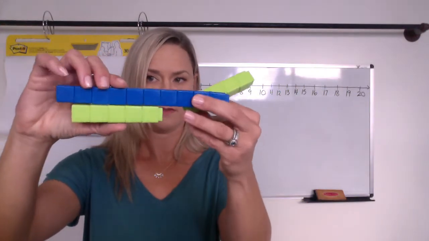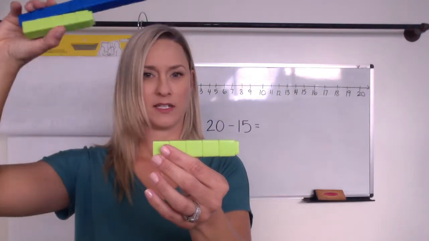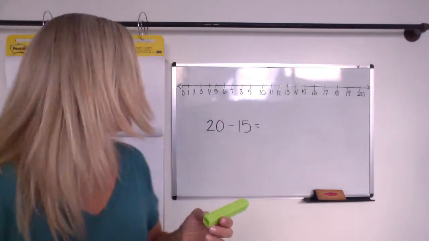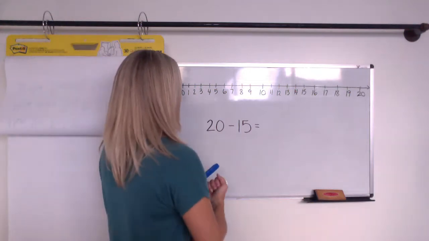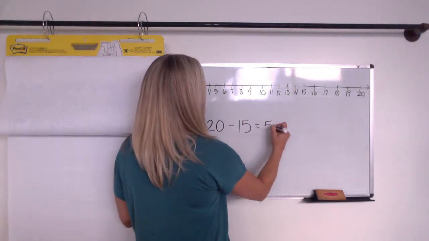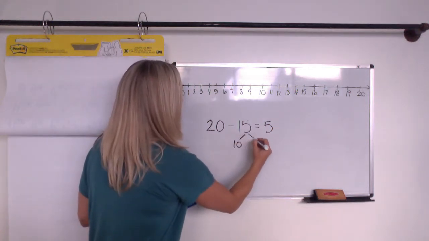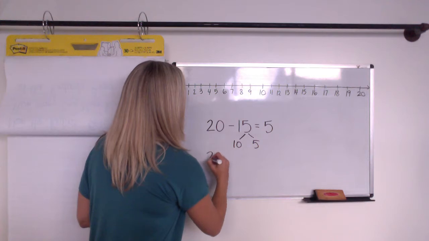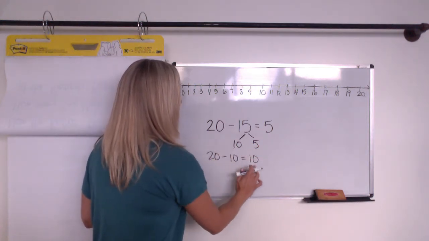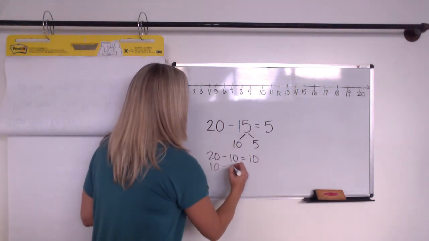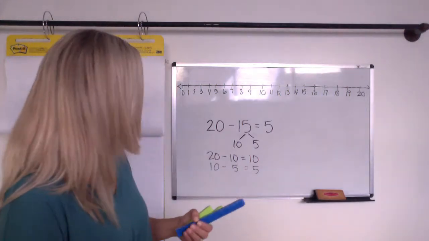Woo! Can you see it? I took off 15. Boom, gone, out, goodbye. All right, so we would know that that would be 5. So the way that maybe some of you did that in your head was first you took off the 10 and then you took off the 5. So maybe you did 20 minus 10 is 10. And 10 minus the other 5 is 5.